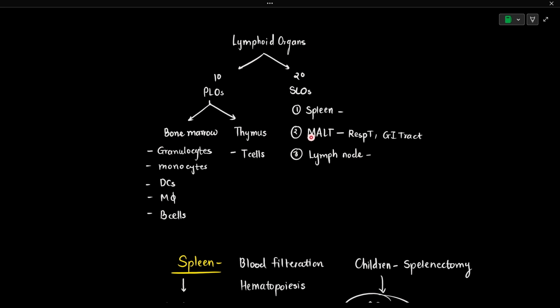We have discussed bone marrow, we have discussed thymus, and in this lecture we discussed spleen. In the next lecture we will discuss the rest of the secondary lymphoid organs.